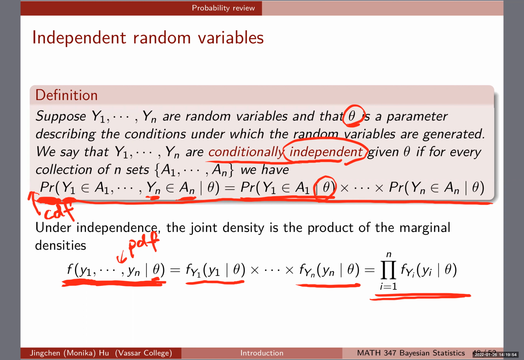Make sense? So whenever you have conditional independence, whenever the variables are independent from each other, you can get the joint through the product of the marginals. And in this case, everything is conditional on that theta.